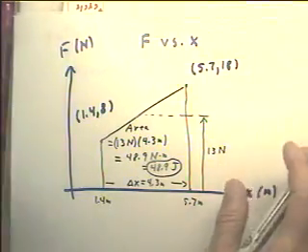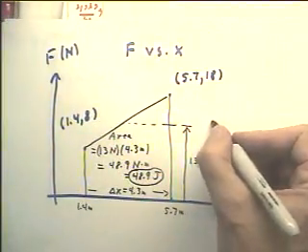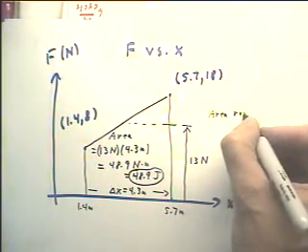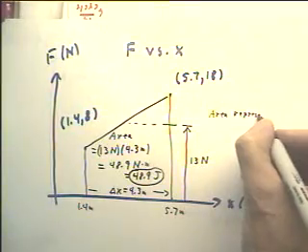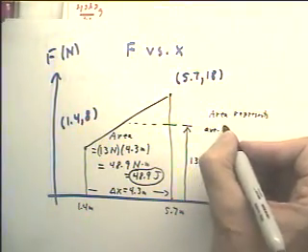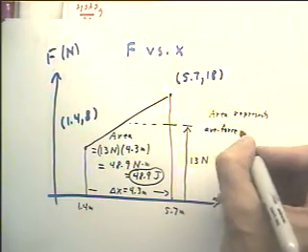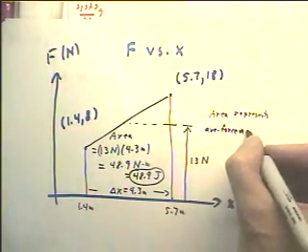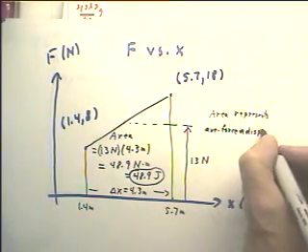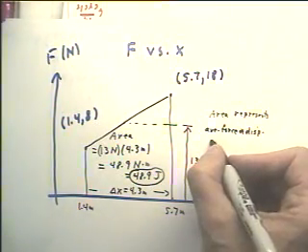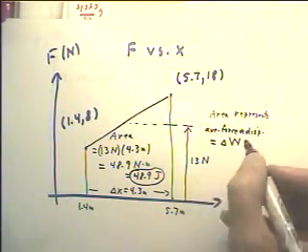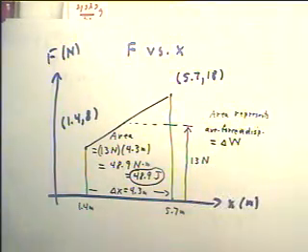So the area appears to represent average force times displacement, which is the amount of work done between those two positions.